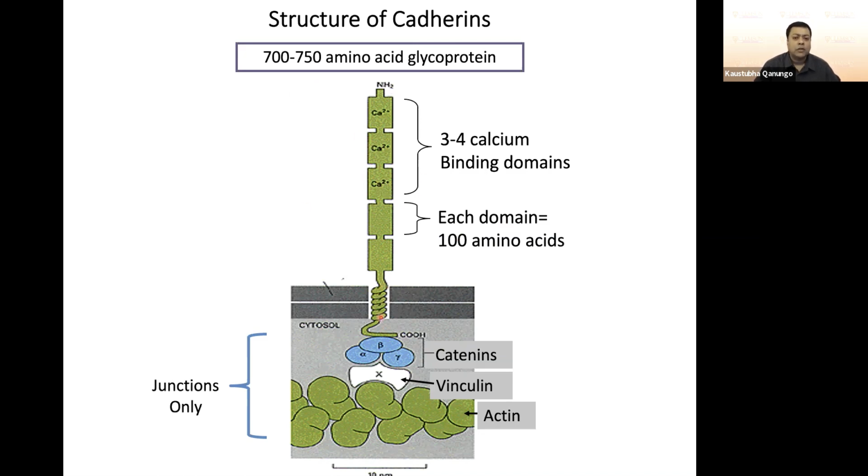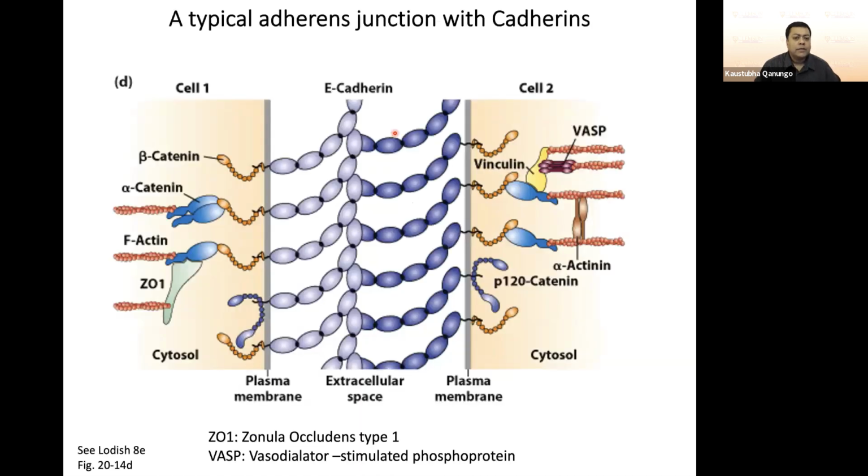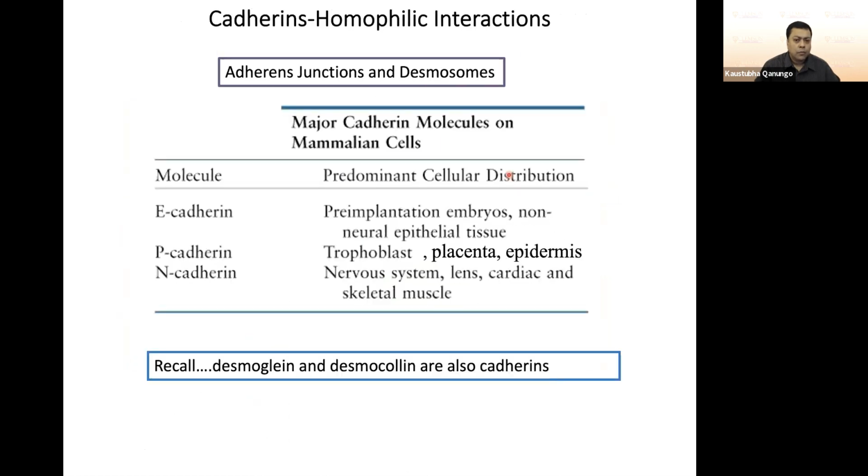Then they do have a transmembrane domain. You can see that there is an alpha helical transmembrane domain, and you have a short cytoplasmic domain as well. That domain will interact with some of the plaque proteins. Here you can see that this could be a catenin, it could be a vinculin, and these plaque proteins will interact with the actin right here. So this is a typical junction, and this shows how a cadherin sits at the junction, one cell on one cell.